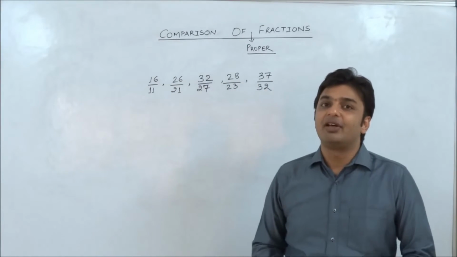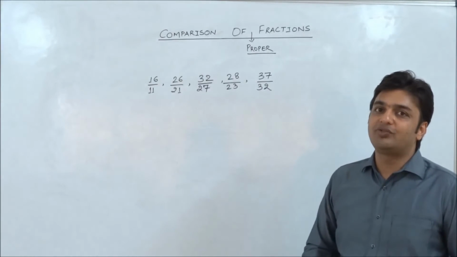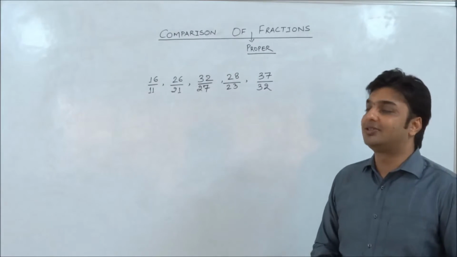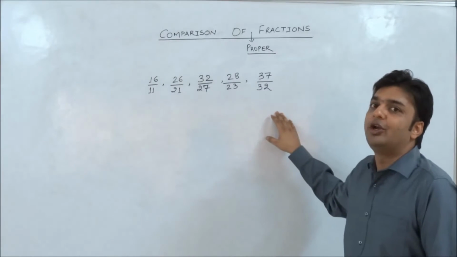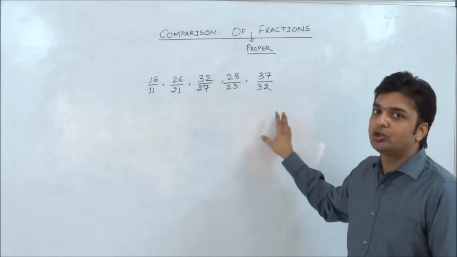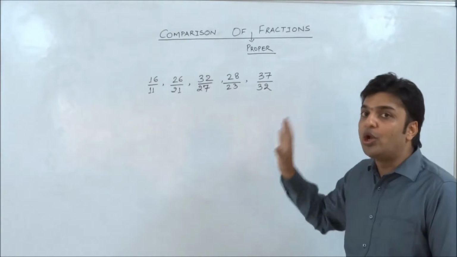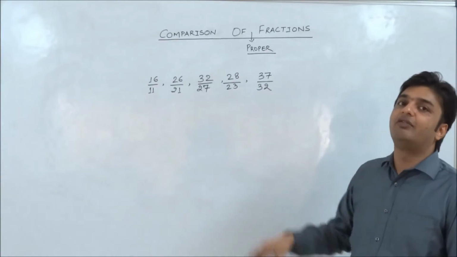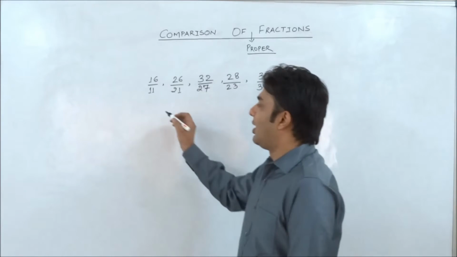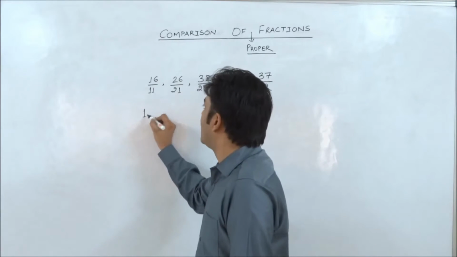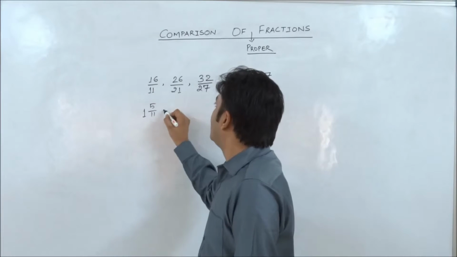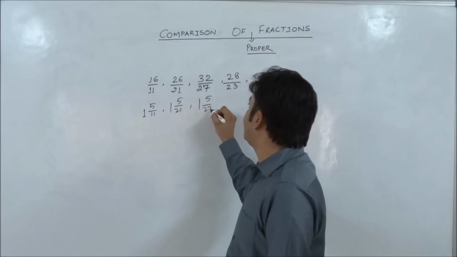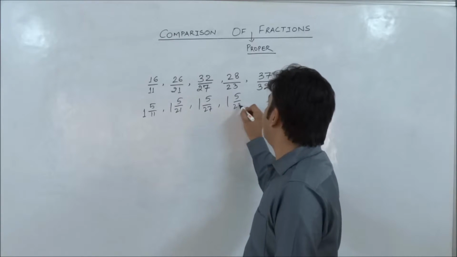If the difference is the same, as we have seen before, we can arrange them in increasing order. But the point to be noted here is that these are not proper fractions. Those points that we have seen are for only proper fractions. So as these are improper fractions, we convert them into mixed fractions. So this becomes 1 5 by 11, 1 5 by 21, 1 5 by 27, 1 5 by 23, 1 5 by 32.